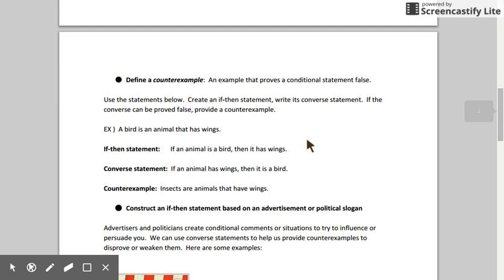So let's put it all together. We're going to take a statement. We're going to come up with the if-then statement, the converse statement, and hopefully provide a counterexample proving one of these two wrong.